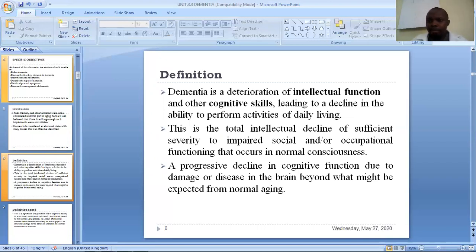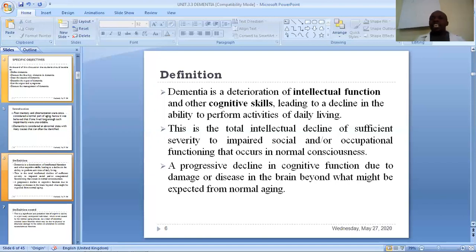Intellectual function. What is this intellect we are referring to? The way someone understands and reasons objectively, especially to do with matters of abstract. So people with dementia end up having a deterioration in the intellectual function. Also cognitive skills. When we talk about cognitive skills, we're referring to the way someone processes thoughts. In dementia, individuals don't process thoughts in an expected way per given society.